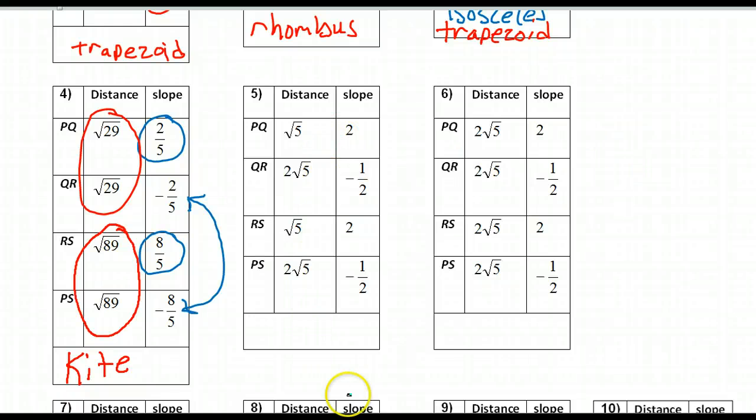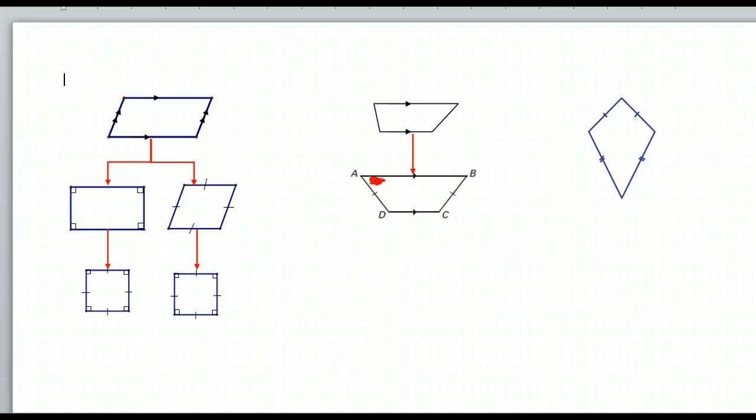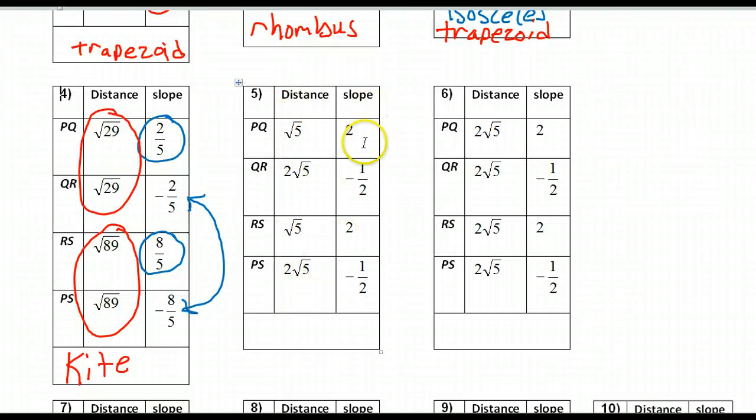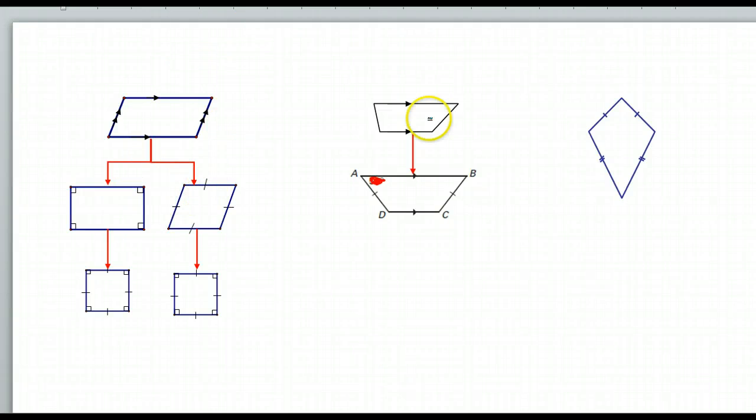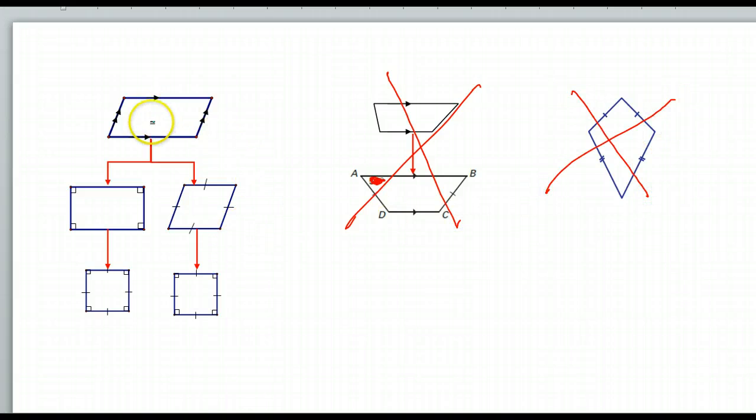Okay, moving on to number 5. Reset. As always, parallelogram, trapezoid, or kite. Let's start with parallelogram. Is number 5 a parallelogram? Well, the definition of a parallelogram is that opposite sides should be parallel. These two are parallel. What about these two? These two are also parallel. Both pairs of opposite sides are parallel. That means this is definitely a parallelogram. That means it's not a trapezoid, it's not a kite. It's going to be one of these four over here: parallelogram, rectangle, rhombus, or square. So we got parallelogram so far.